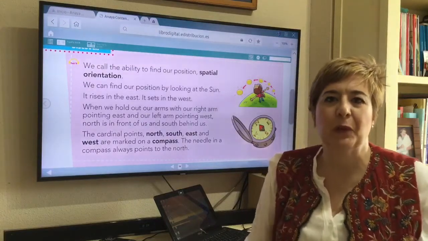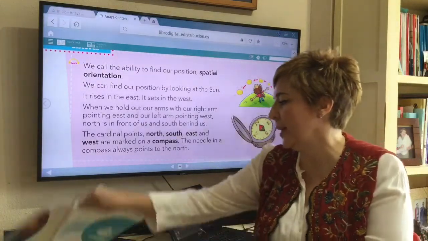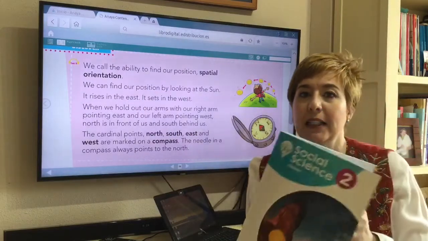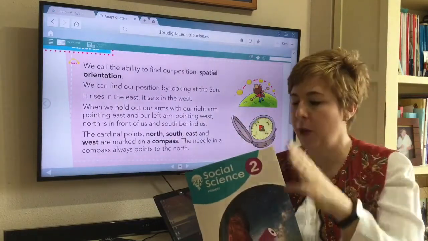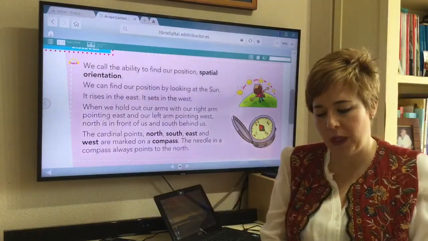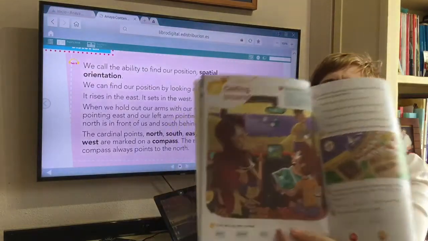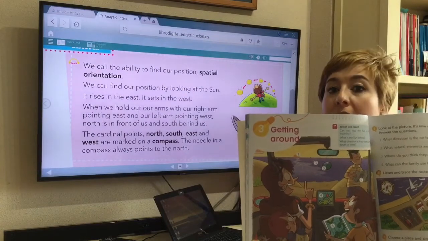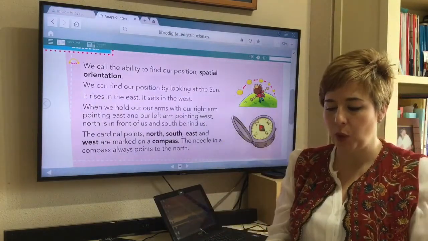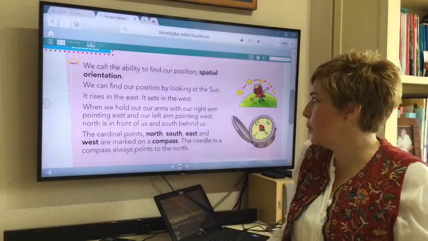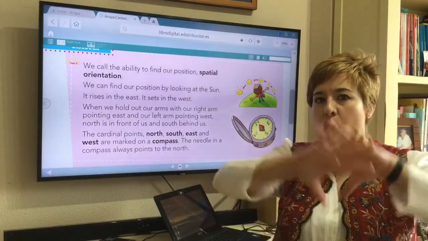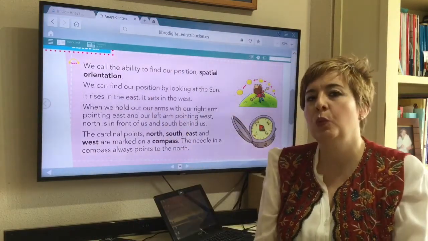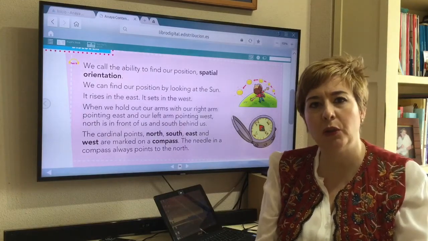Hello everybody, we are going to go to Social Science, Year 2, Unit 3. Unit 3, which is called Getting Around. We are going to talk about something that is called Spatial Orientation. What is that? What is spatial orientation?